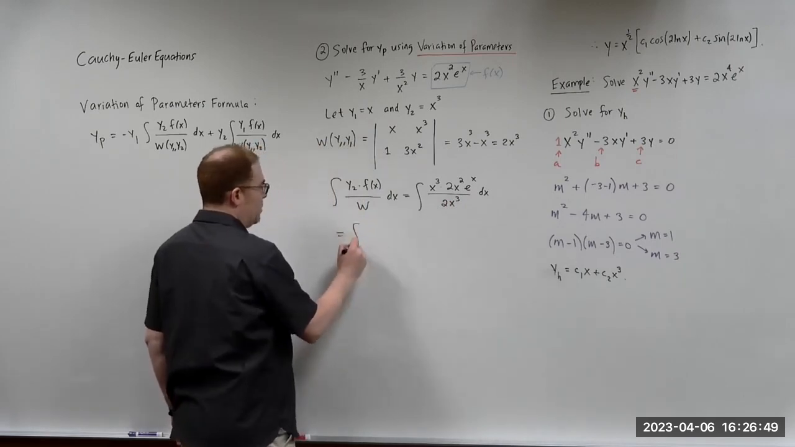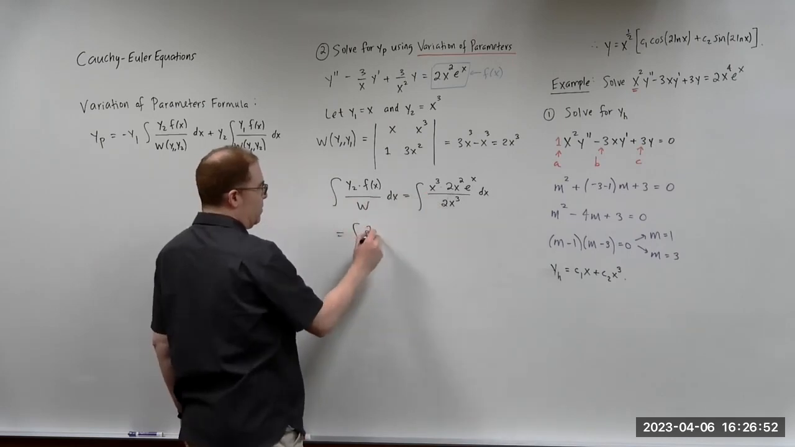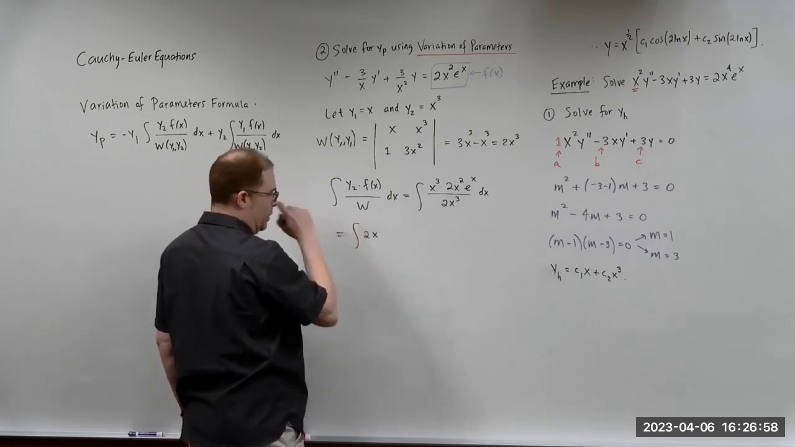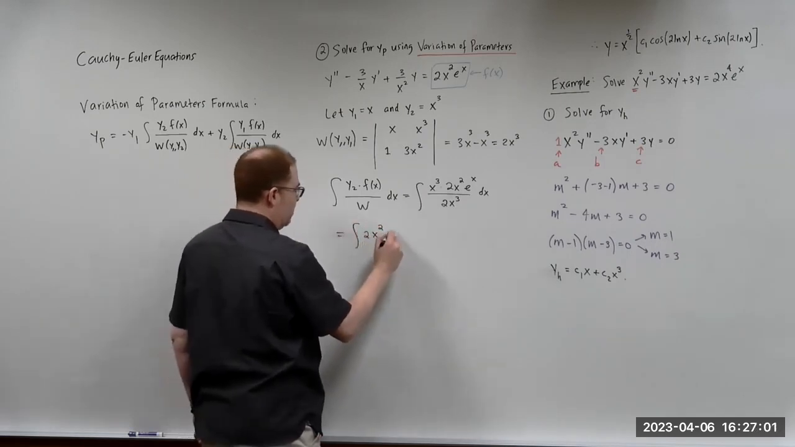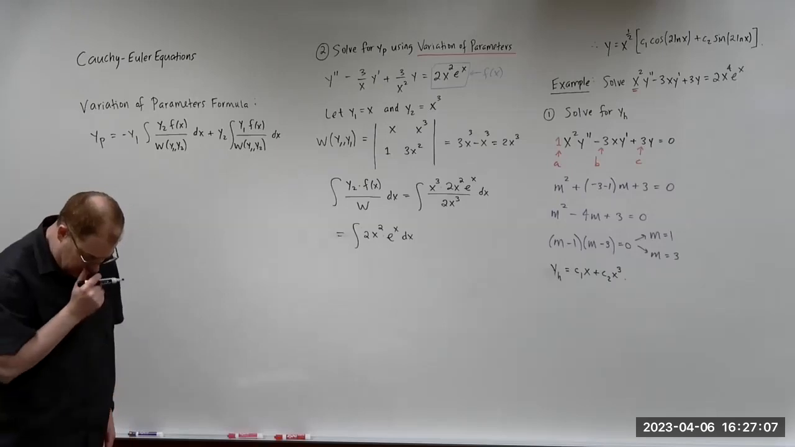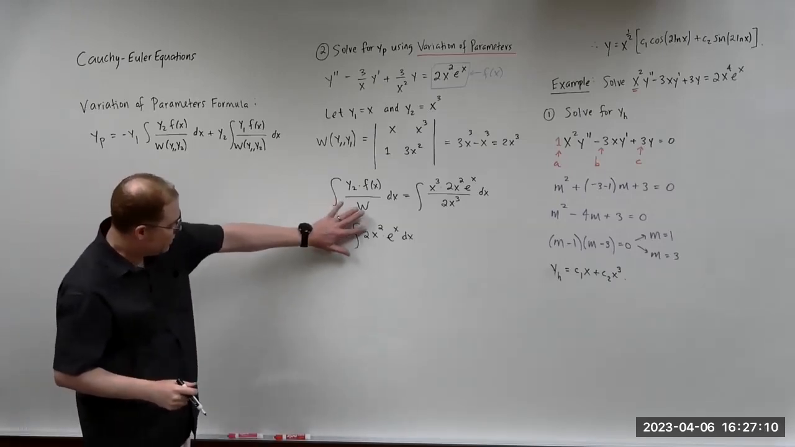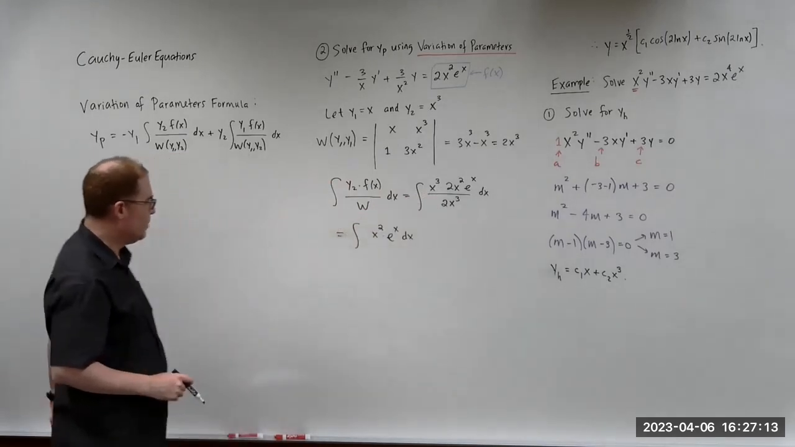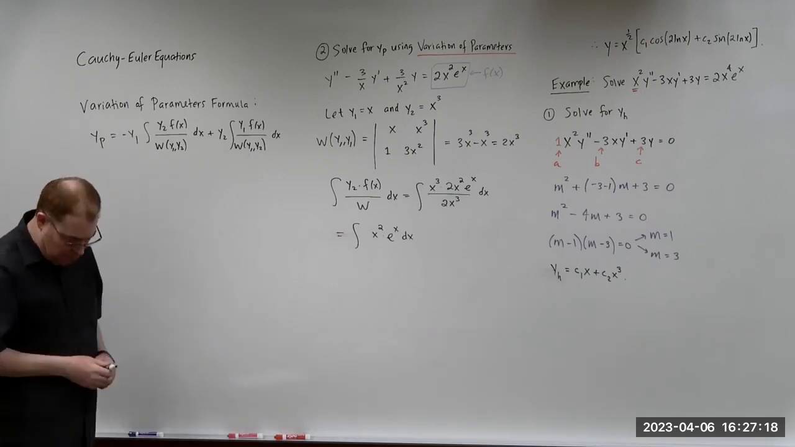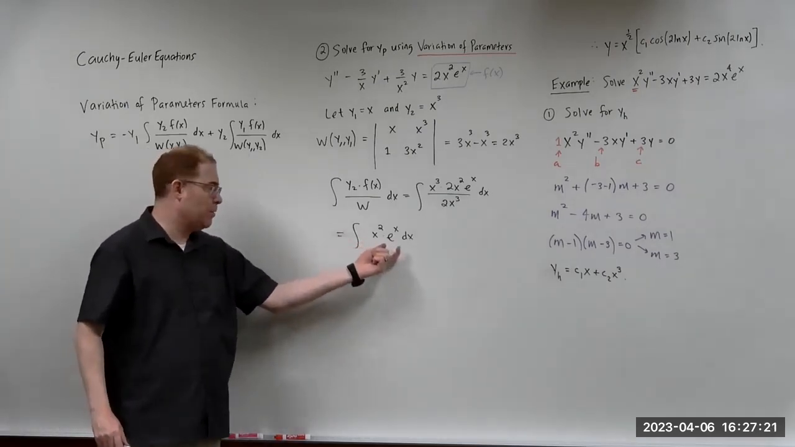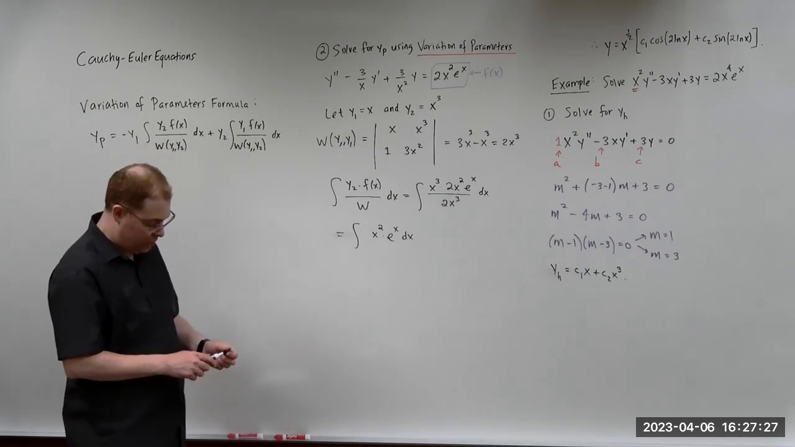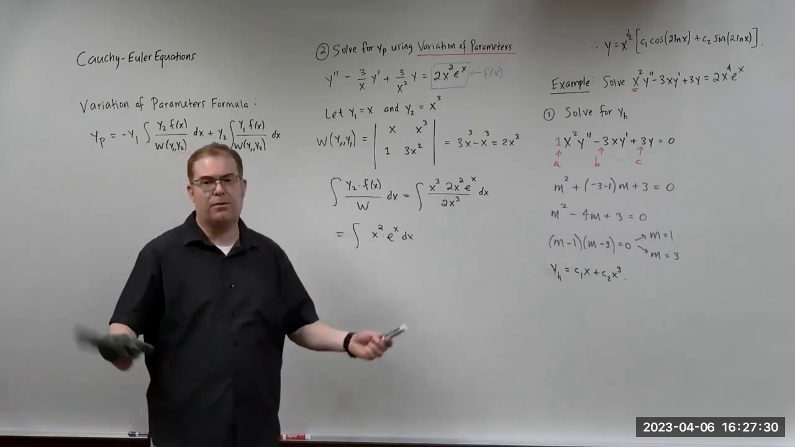So this becomes 2 times x to the fifth over x cubed. That leaves us with 2 times x to the second power times e to the x. The 2s cancel out, so that leaves us with the integral of x squared times e to the x. We have a product of a polynomial and the exponential function, so we need to use the product rule for integration, also known as integration by parts.